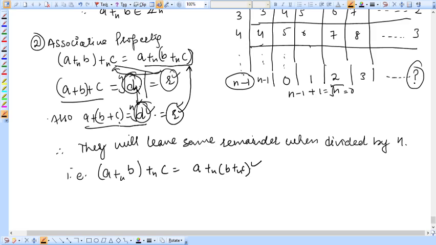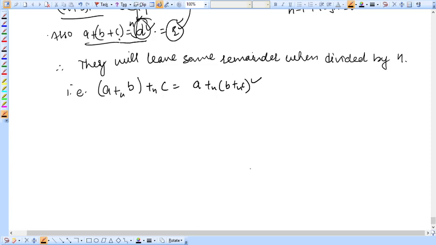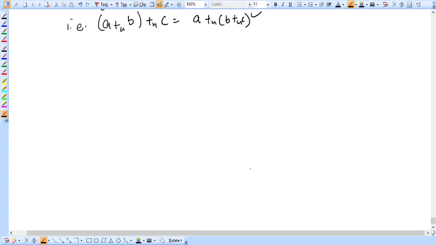You can finish this off in one line also, but I just explained so that you get a clear idea of this thing, right? So next we are going to prove existence of identity.